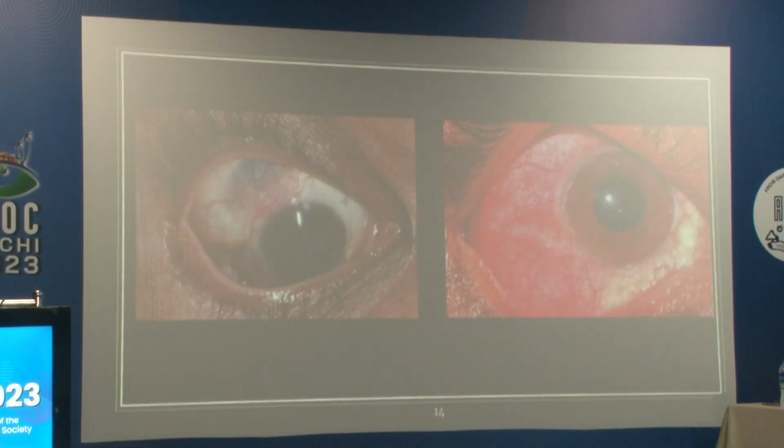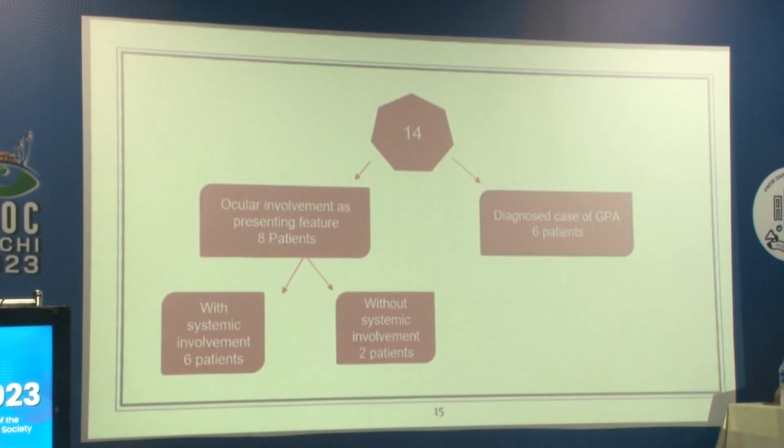This is a picture showing necrotizing scleritis on the left, and scleritis with peripheral corneal infiltrates, which will develop into peripheral ulcerative keratitis. Out of 14 patients, 8 patients presented to us with ocular features being the primary presenting symptoms. And out of those 8 patients, 6 of them had simultaneous systemic involvement.